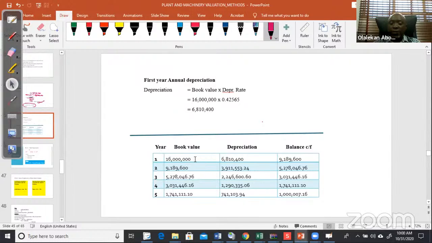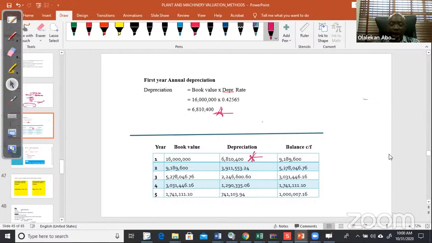And if you look at the spreadsheet, depreciation for year 1 is equally what? The same amount. Depreciation for year 1. You can see it here. See, depreciation for year 1 is the same amount as what you have here. Is that not so? So then you are left with book value here for year 1.